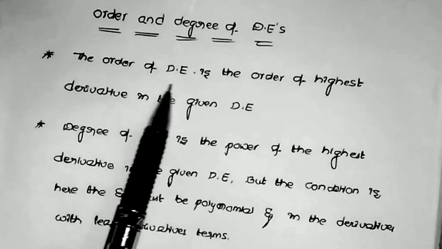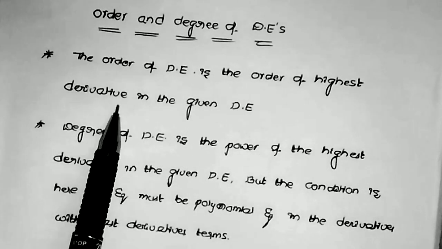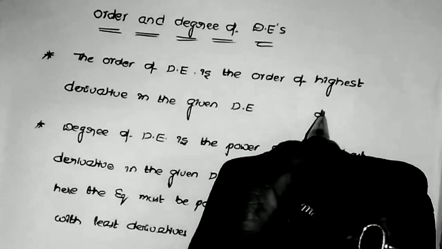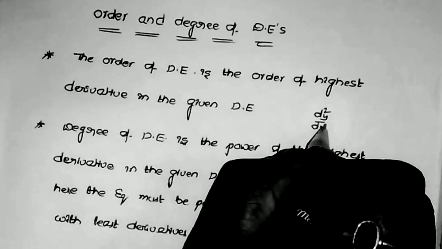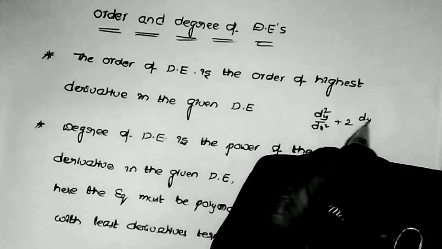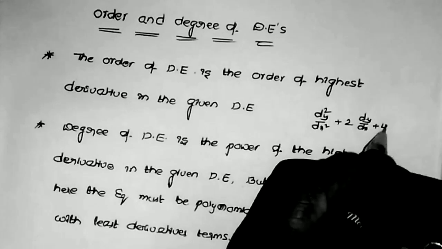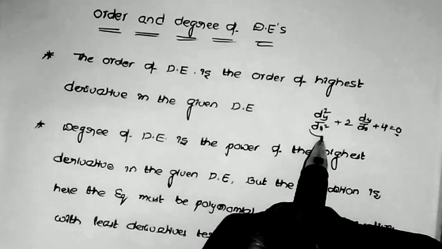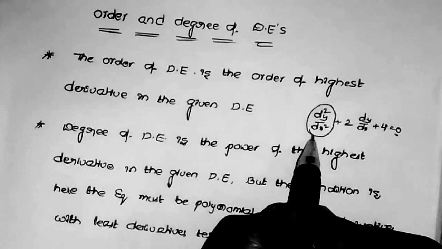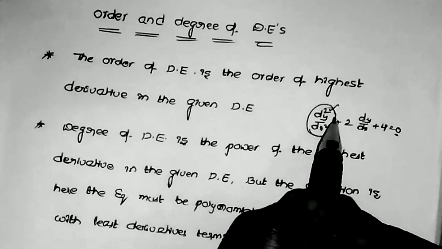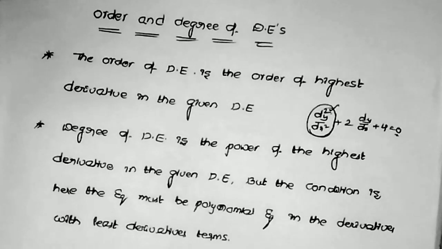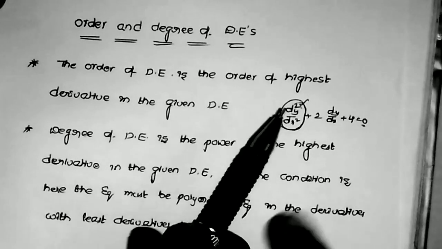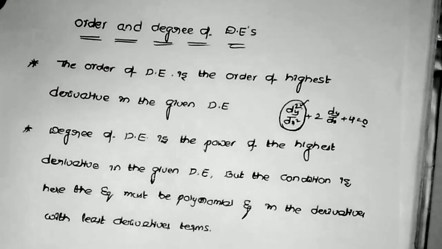Order means the order of the highest derivative in the given equation. For example, if we have the equation d square y by dx square plus 2 into dy by dx plus 4 is equal to 0. Suppose this is the differential equation, then what is the order of this equation? Highest derivative. In this equation, the highest derivative is 2. So this is the order of the given differential equation. Order means we have to take the order of the highest derivative term in the given equation.